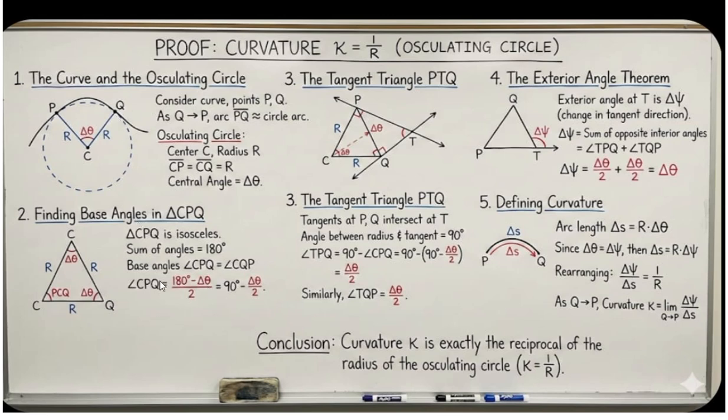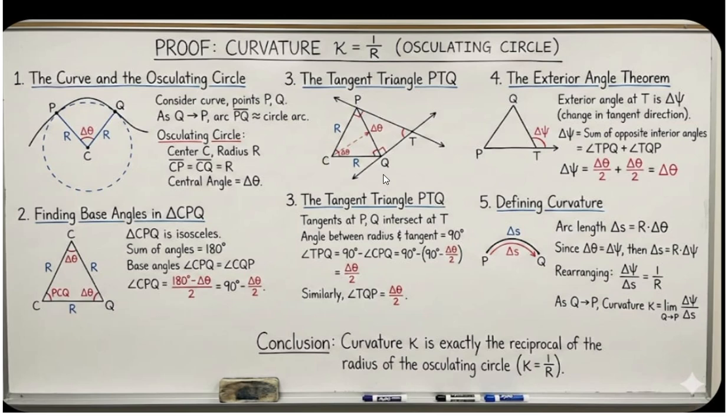These angles are equal, so we can say that angle CPQ is (180 minus delta theta) by 2, that is, angle CPQ equals 90 minus delta theta by 2. Keep in mind what we are doing: we are measuring the amount of change in the tangential direction whenever Q tends to P.